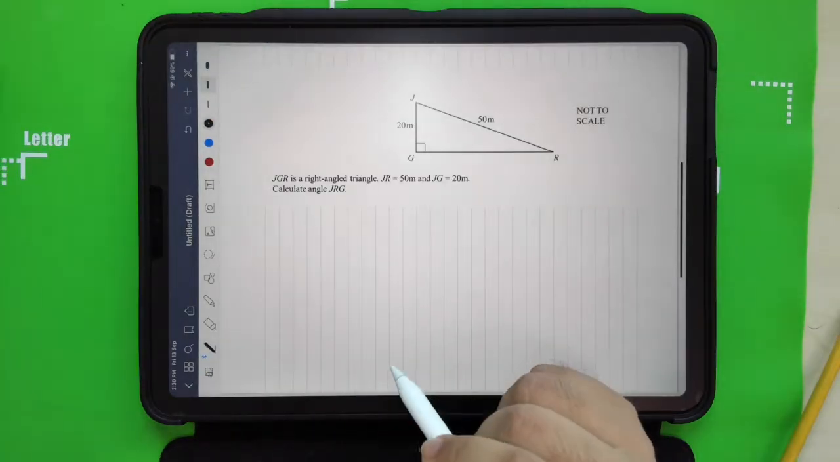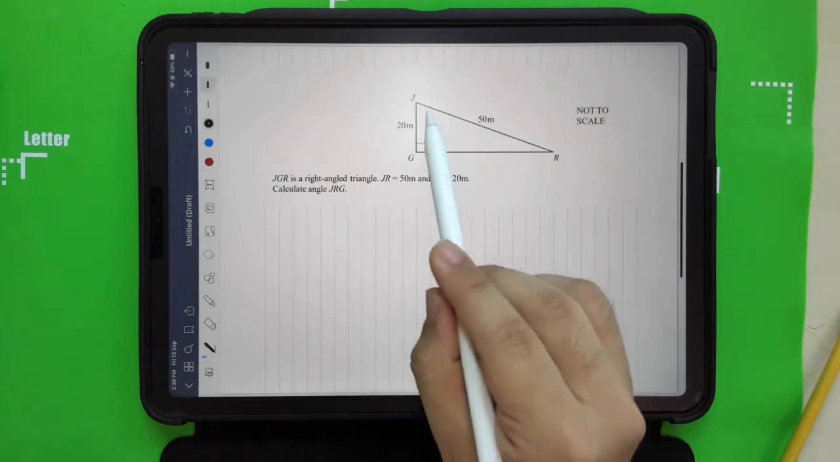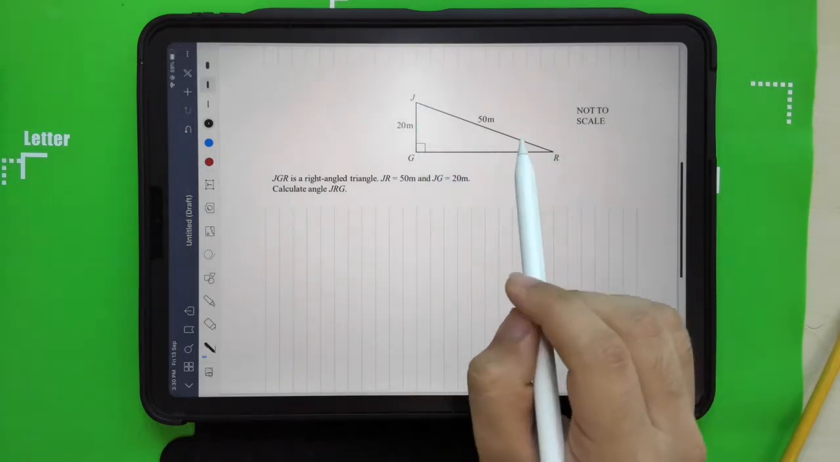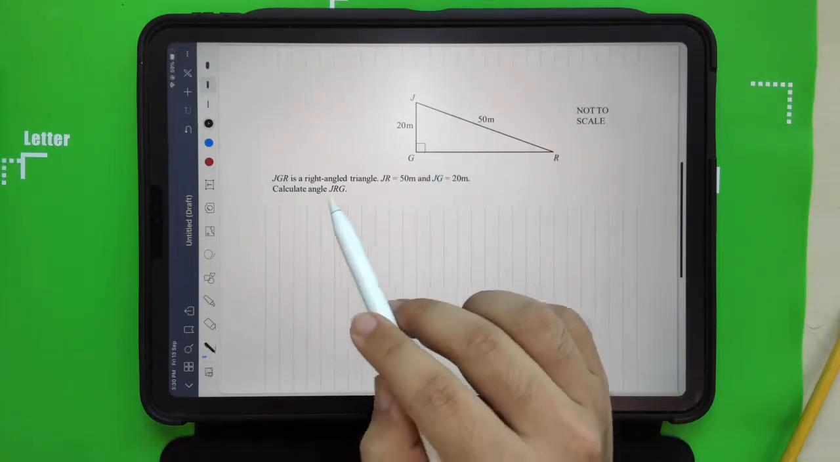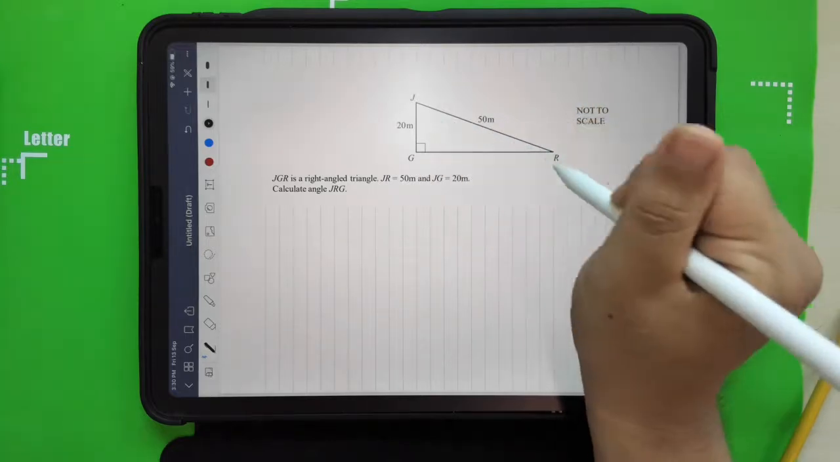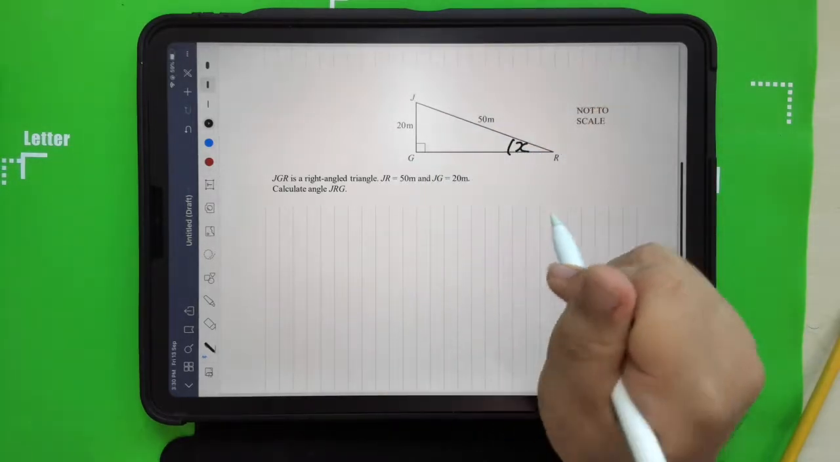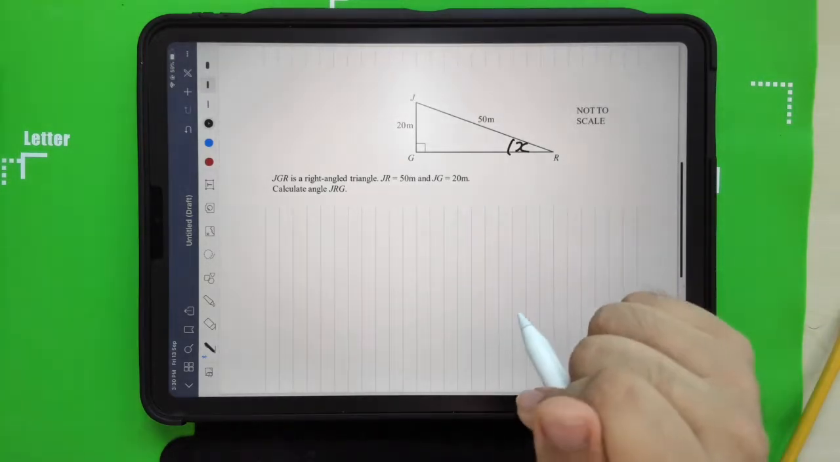So we'll jump in by looking at a past paper question. Here they say JGR is a right-angled triangle. JR equals 50 meters and JG equals 20 meters. And we have to calculate angle JRG. So angle JRG would refer to this angle. We'll call it X. Based on what's given here, we have to think of the trigonometric identities that have been given to us.